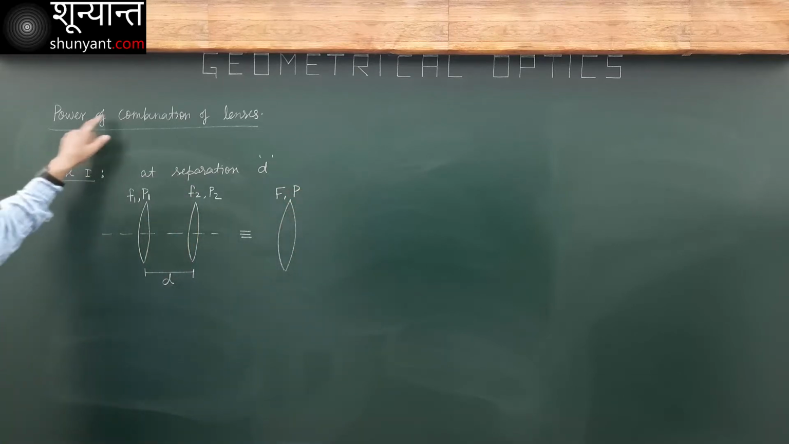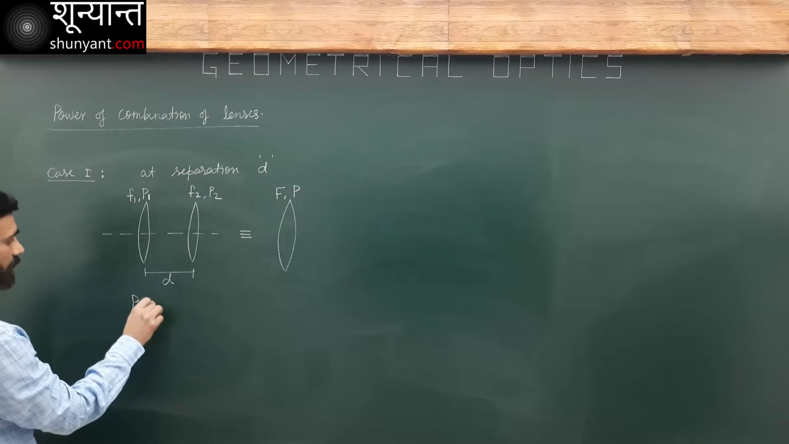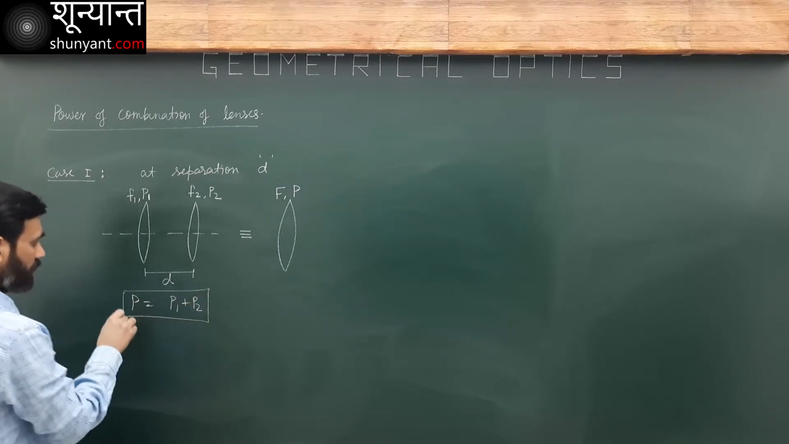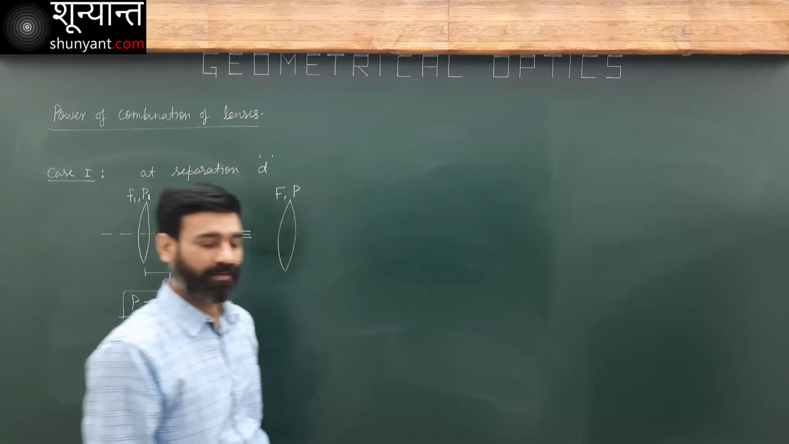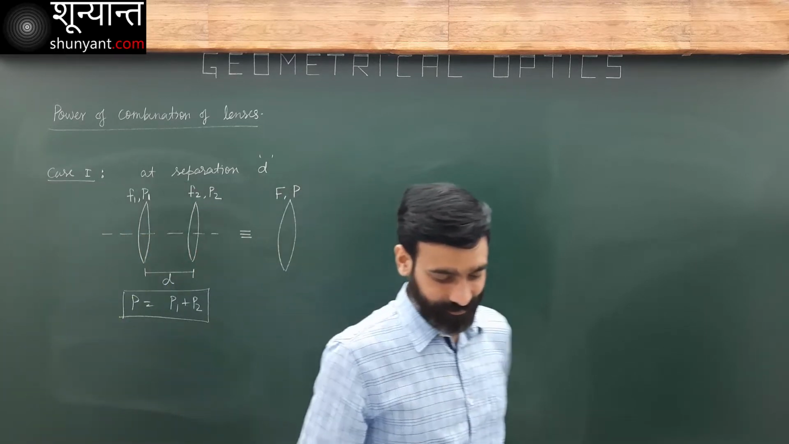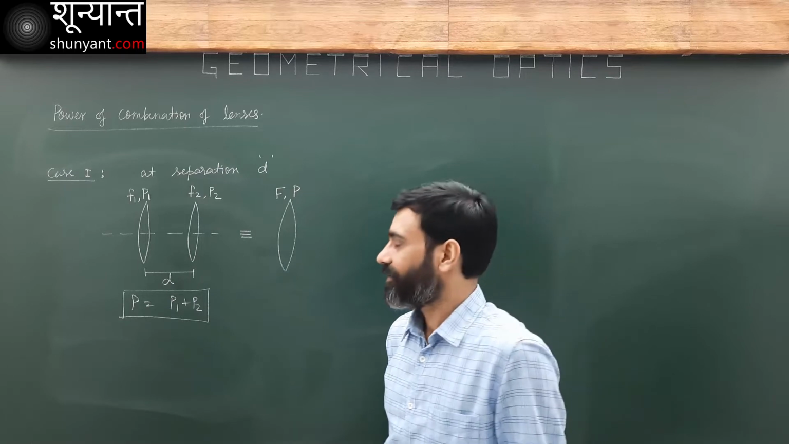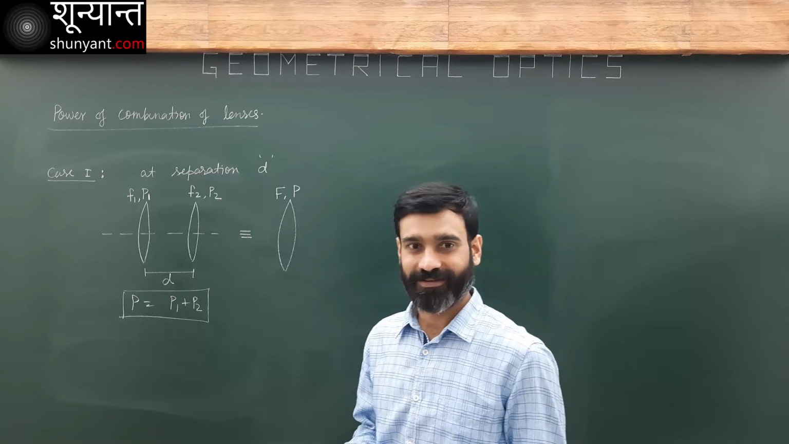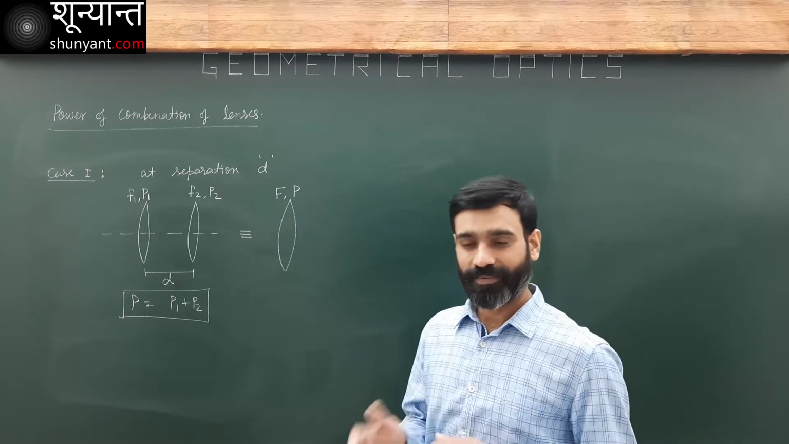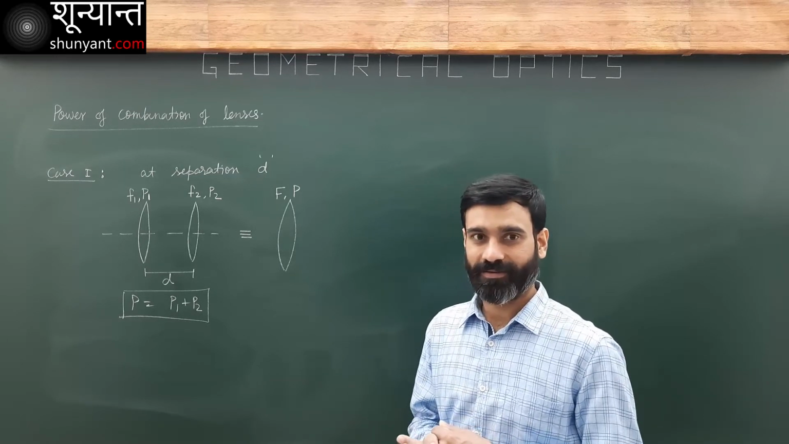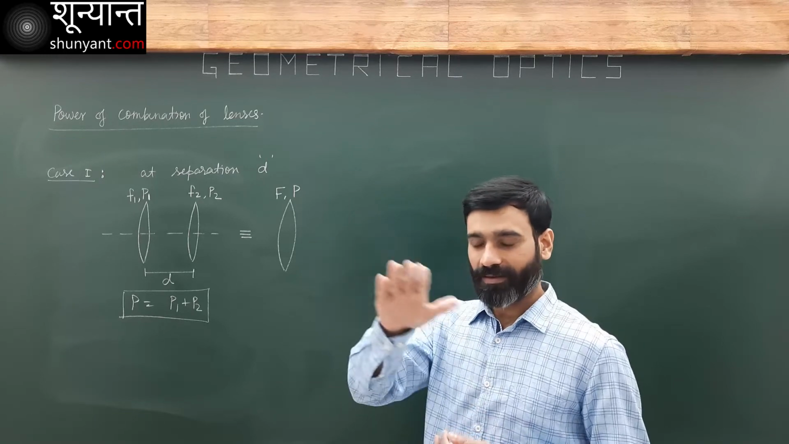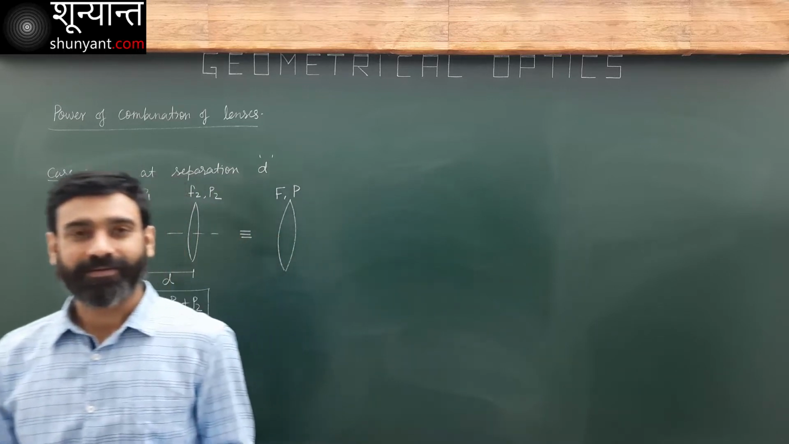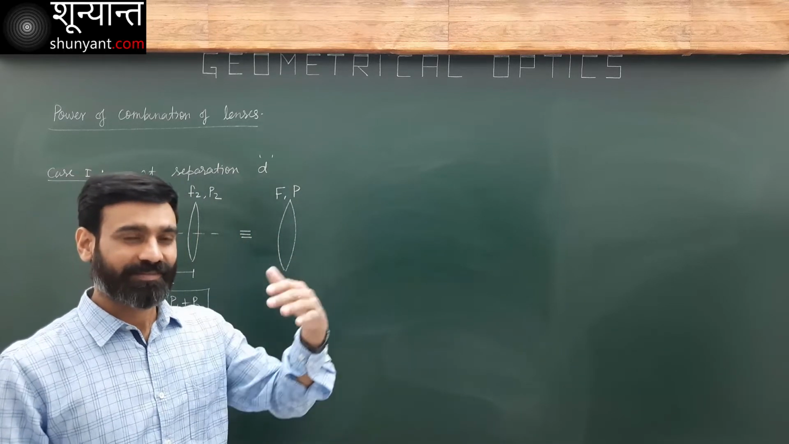Then what will be the power of the combination? It is P is equal to P1 plus P2. That's it. Power gets added. The deviation gets added. We did this in reflection as well as refraction. If a light ray undergoes successive deviations, then the net deviation is going to be simply the summation of all the deviations.